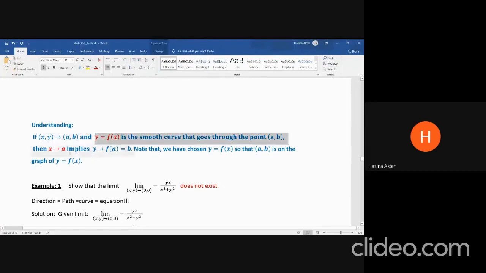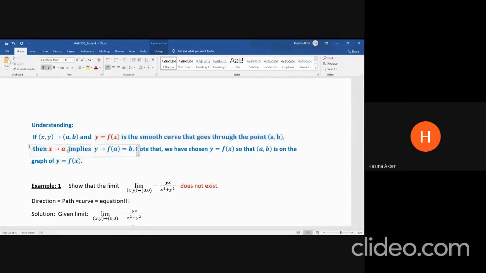Now, if x approaches A, then x approaches A implies y approaches B. Note that we have chosen y equals f of x so that AB is on the graph of y. Do you understand this? Class?